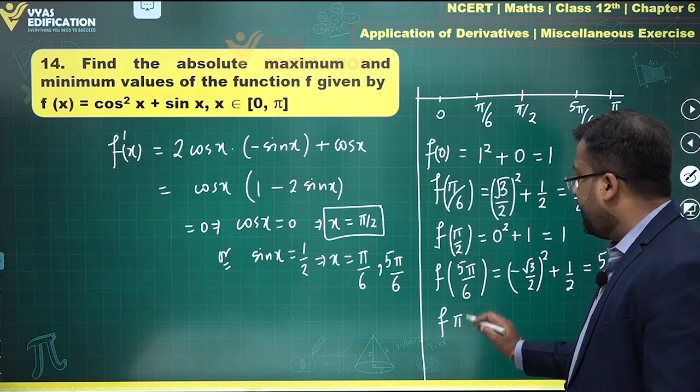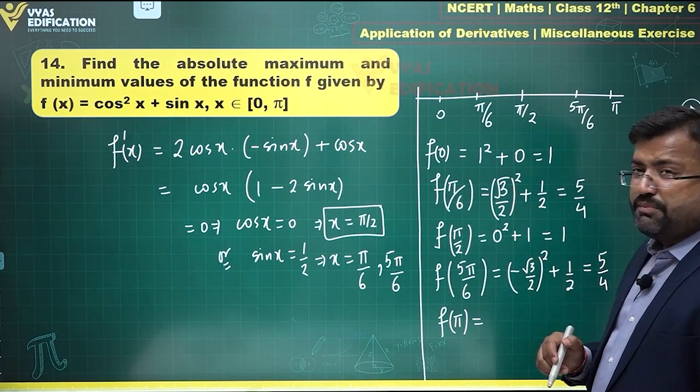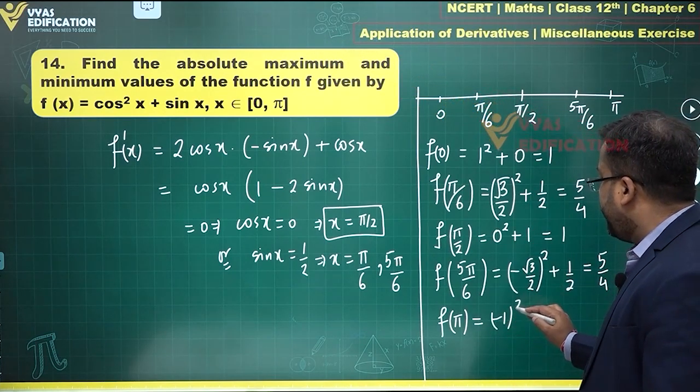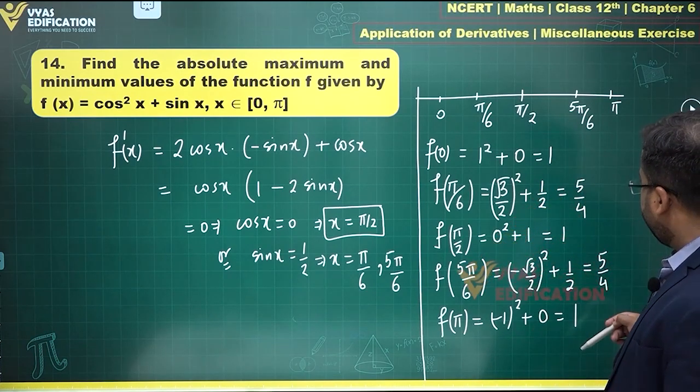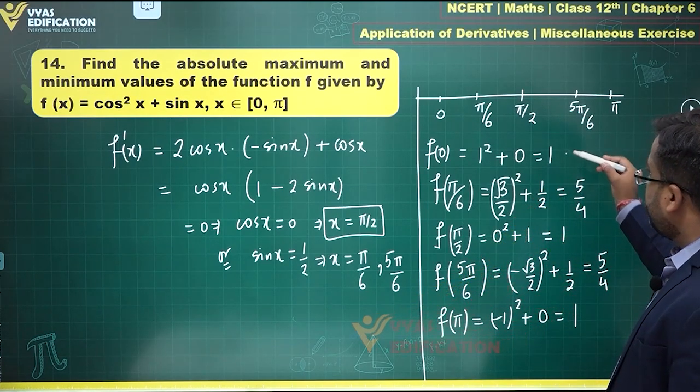What about f of pi? f of pi is equal to what? Cos pi, that is minus 1, and its square is this, plus sin pi is 0, this is equal to 1. Okay, so you get minimum 1. This is the minimum value, right?